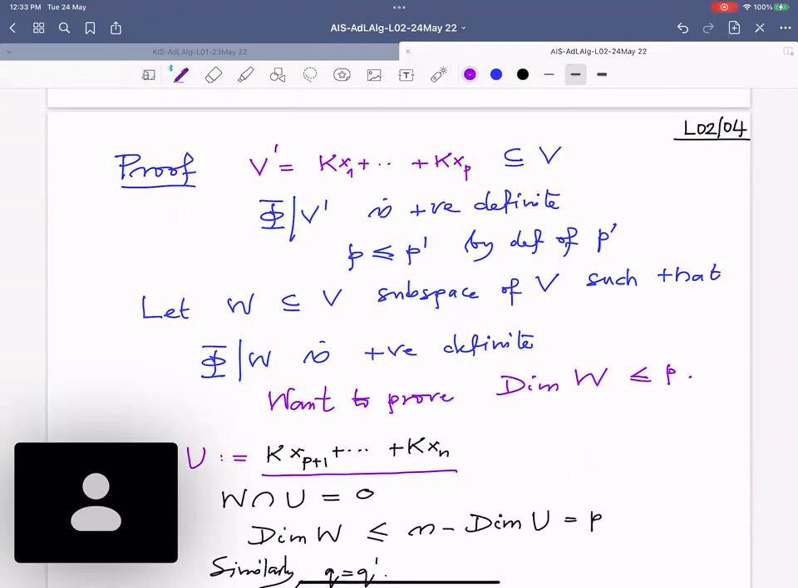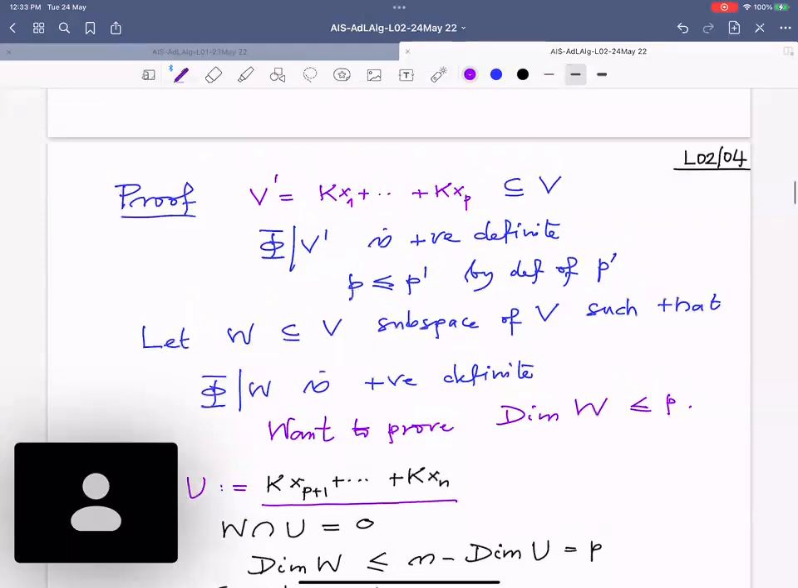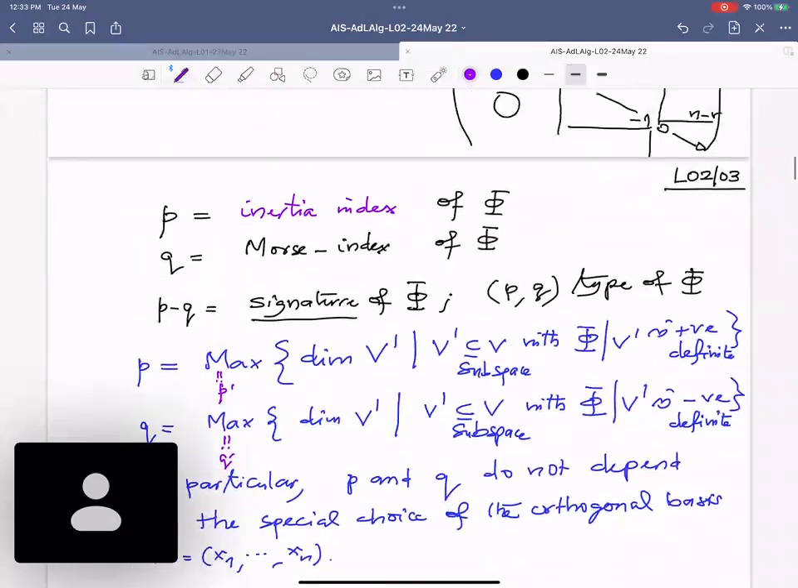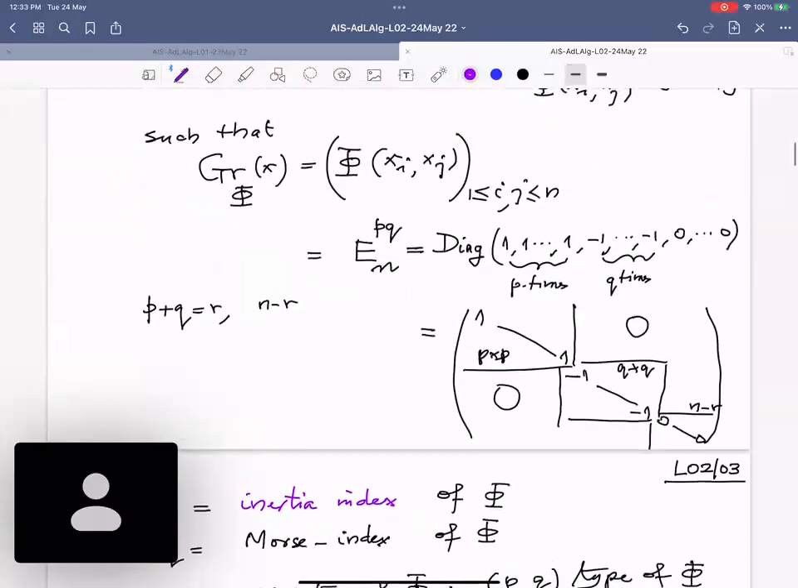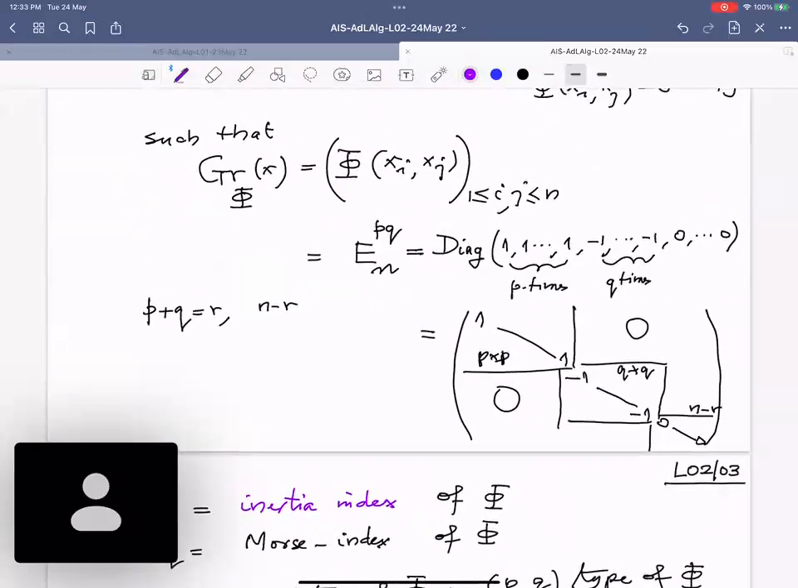And one more question, sir. Yes, please. Here, do we assume anything on phi, that phi is positive definite? No, we don't. But on the restriction to V dash, how do you say that it is positive definite? Look at that. We have already chosen a basis with this property, such that the Gram matrix is of the form with p, q, n. Yes, we have already chosen that.